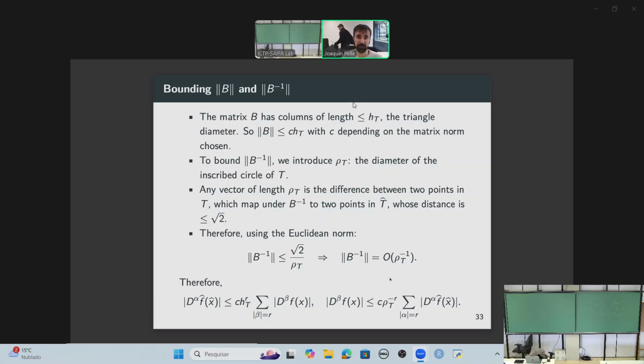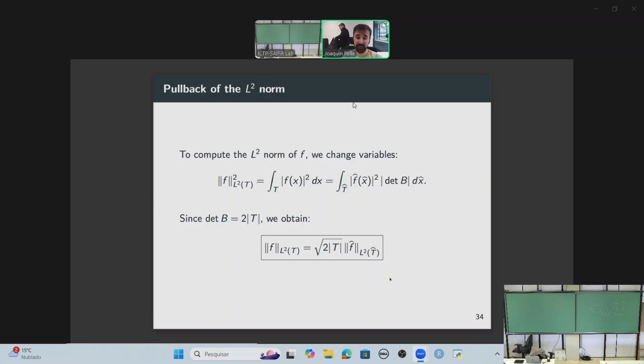And we're going to see why it's useful, because in the end, like I said at the beginning, we want to know how the norms map from one triangle to the other, because we have a nice bound on a reference triangle, and we want to bring that to a bound on the physical triangle, which, as expected, will depend on the properties of the physical triangle. And here we're clarifying what the dependence is.